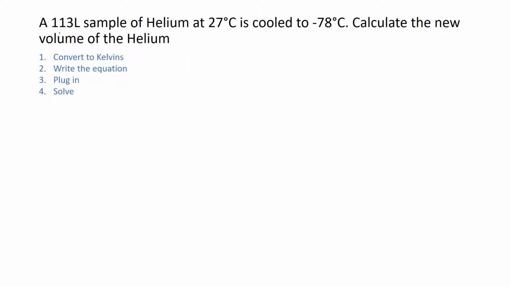So this problem says a 113 liter sample of helium at 27 degrees Celsius is cooled to negative 78 Celsius. Calculate the new volume. Okay, let's convert some stuff into kelvins first. This is not 27 degrees Celsius. This is actually 300 kelvins. How did I do that? Well, it's 27 plus 273. And here, negative 78. It's just 273 minus 78, and I got 195.